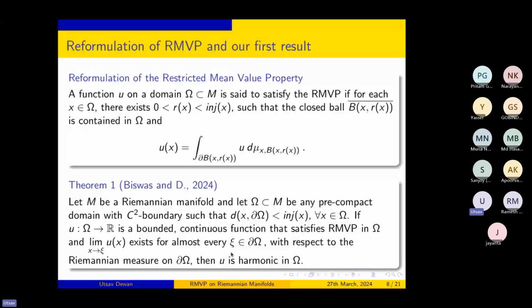Now this is just a geometric condition. The next line is simply the most natural generalization of Fenton's result. If u from Ω to R is a bounded continuous function that satisfies RMVP in Ω, and the boundary limit exists for almost every point in ∂Ω with respect to the Riemannian measure on ∂Ω, then u is harmonic. So it's bounded, continuous, satisfies RMVP, and has a boundary limit on a full measure subset of the boundary with respect to the Riemannian measure on the boundary. Then u is harmonic. So this is the most natural generalization of Fenton's result in this more general setup of Riemannian manifolds.